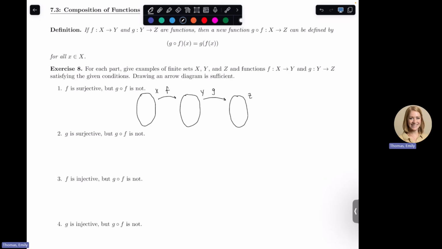Okay, so we want to be able to draw this thing where f, that first one, is surjective or onto. But overall, because this is g of f, it goes from x to z, that is not onto. So f is onto, but the whole thing is not.